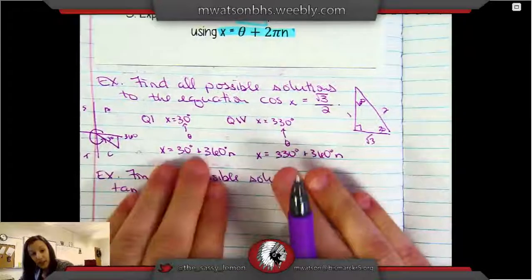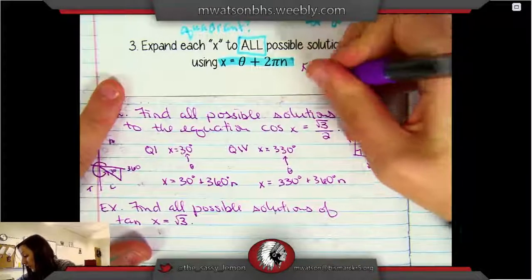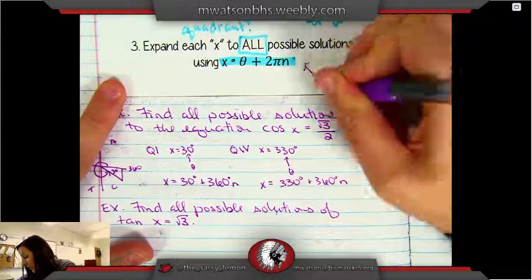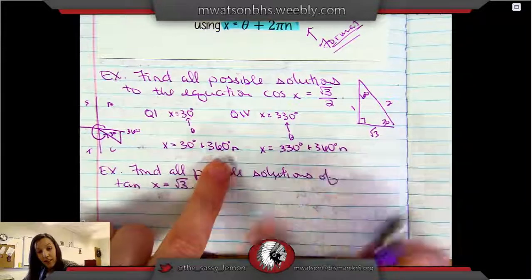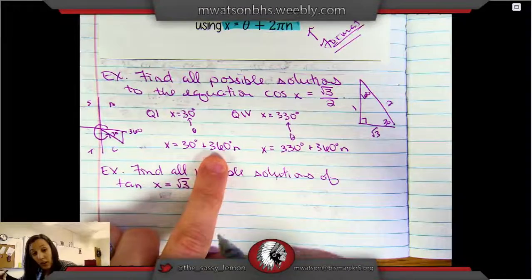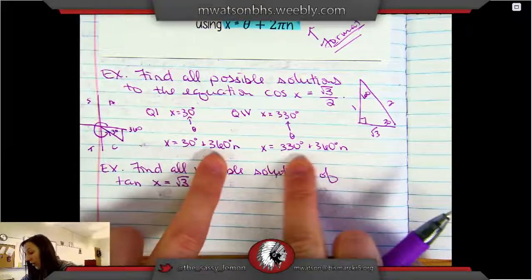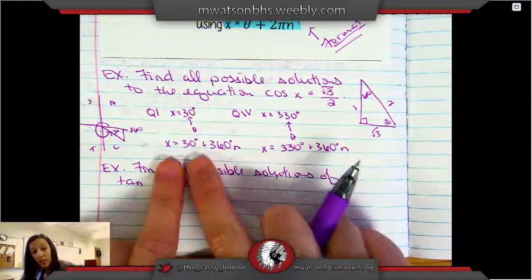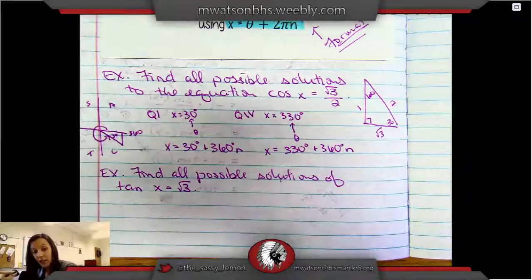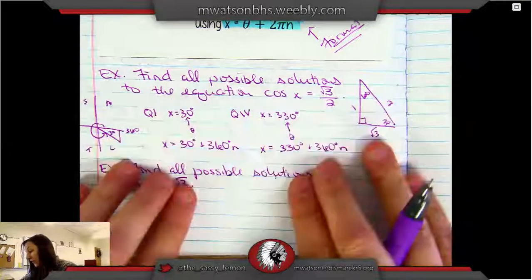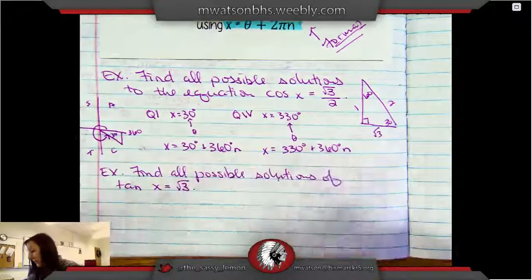The reason why we write our answers in this format is because now we can choose any n, and that's going to take us one rotation forward or one rotation backwards. So if you go back and look at one of our very first skills, we talked about coterminal angles. These formulas right here are going to give you all the coterminal angles to negative infinity and positive infinity. These are just the two most basic ones that solve this equation.